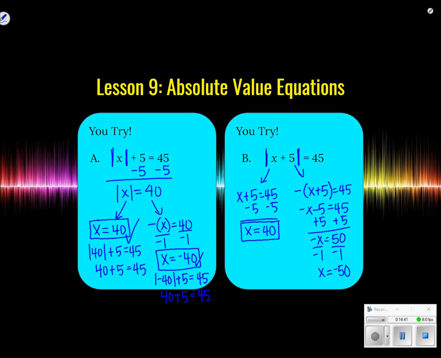Now let's check those. All right, so absolute value of 40 plus 5. Well, that's the absolute value of 45. Does the absolute value of 45 equal 45? Yes, it does. All right, let's see about absolute value of negative 50 plus 5. Well, negative 50 plus 5 is negative 45. Absolute value of negative 45 equals 45, so that one checks out. Both of them check out.